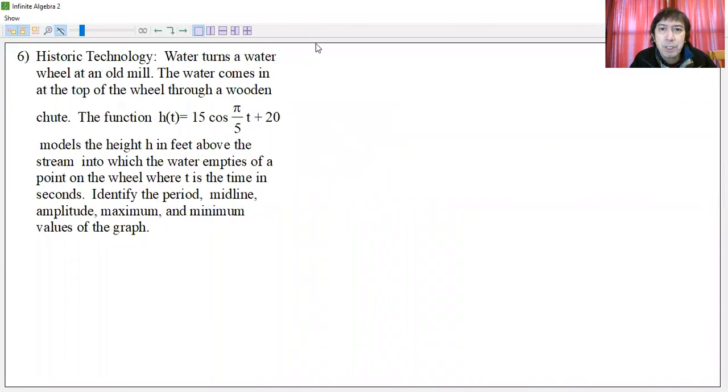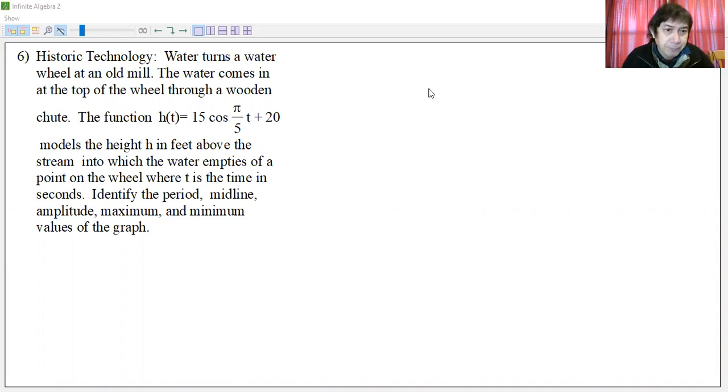Okay, here's number 6. Historic technology. Water turns a water wheel at an old mill. The water comes in at the top of the wheel through a wooden chute. The function h of t is equal to 15 cosine pi over 5t plus 20 models the height h in feet above the stream into which the water empties of a point on the wheel where t is the time in seconds. Identify the period, midline, amplitude, maximum, and minimum values of its graph.